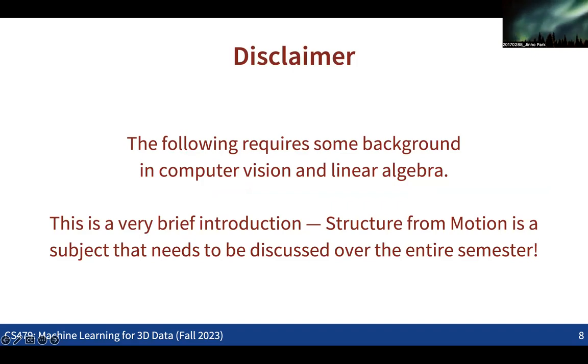Also, this will be a very brief introduction to structure from motion, which is actually a subject that needs an entire semester to discuss all the details. So we won't be able to discuss all the details, but I wanted to provide the very basic idea of how we can do some kind of 3D reconstruction from multi-view images. I also wanted to emphasize that reconstructing 3D from multi-view images is not a problem where we just need to use a neural net. That can be done without a neural net to some extent, and we're going to see how much reconstruction we can do.